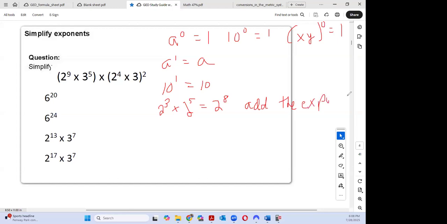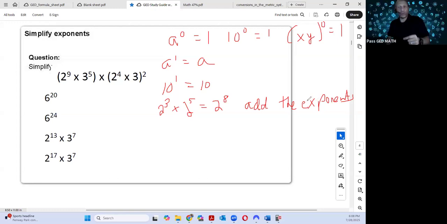Now, again, math is about patterns. When we multiply, the opposite of multiplication is division. The opposite of addition is subtraction. So if I said 2 to the ninth divided by 2 to the third, would anybody know that, oh, here comes this man right now.